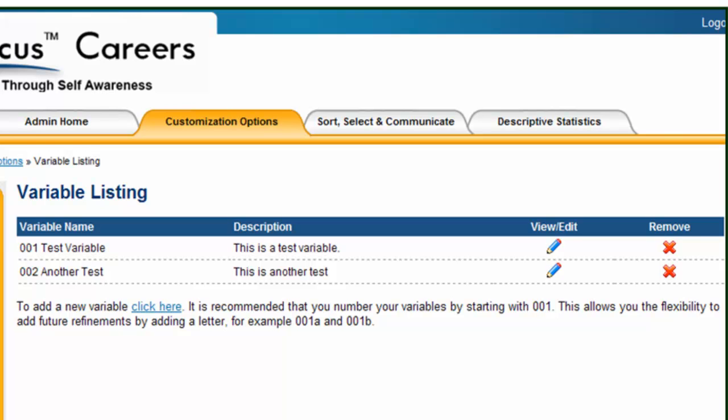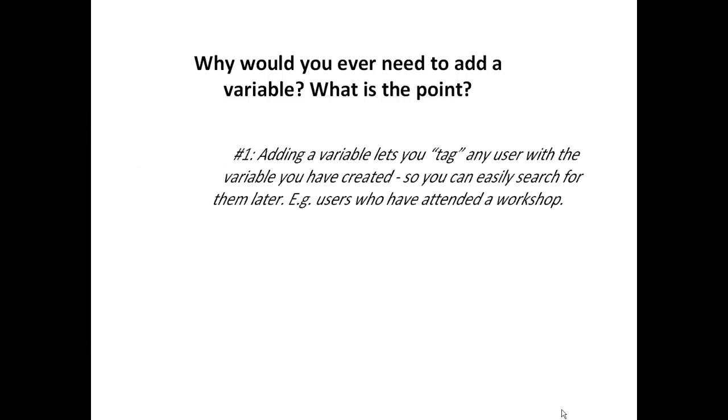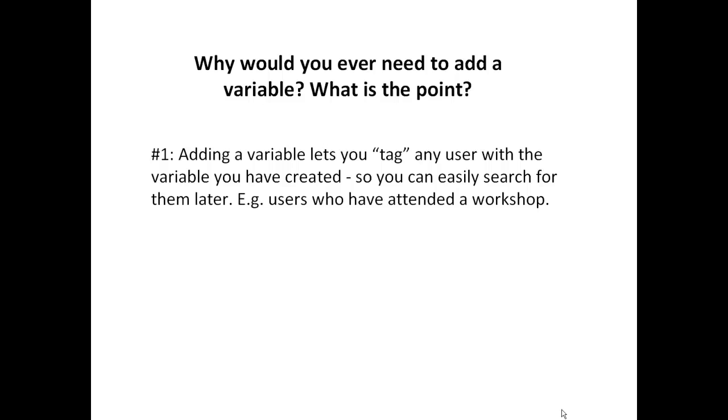Before we get to the mechanics of adding a variable, you might be curious about why you would ever need to. What is the point? There are two reasons. Number one, adding a variable lets you tag any user with the variable you have created, so you can easily search for them later. For example, users who have attended a workshop.